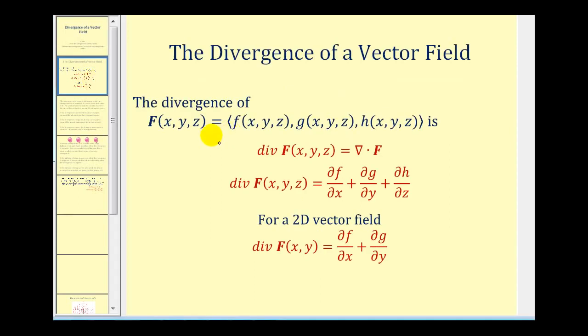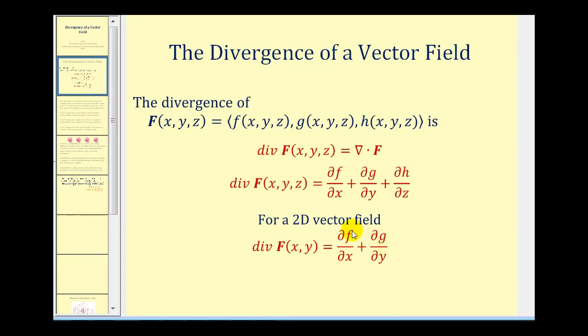The divergence of a vector field, as expressed here, is equal to the dot product of the partial derivative operator and the vector field f, which will give us the partial derivative of f with respect to x plus the partial derivative of g with respect to y plus the partial derivative of h with respect to z. And if f is in R2, or a two-dimensional vector field, then we'd have the partial of f with respect to x plus the partial derivative of g with respect to y.